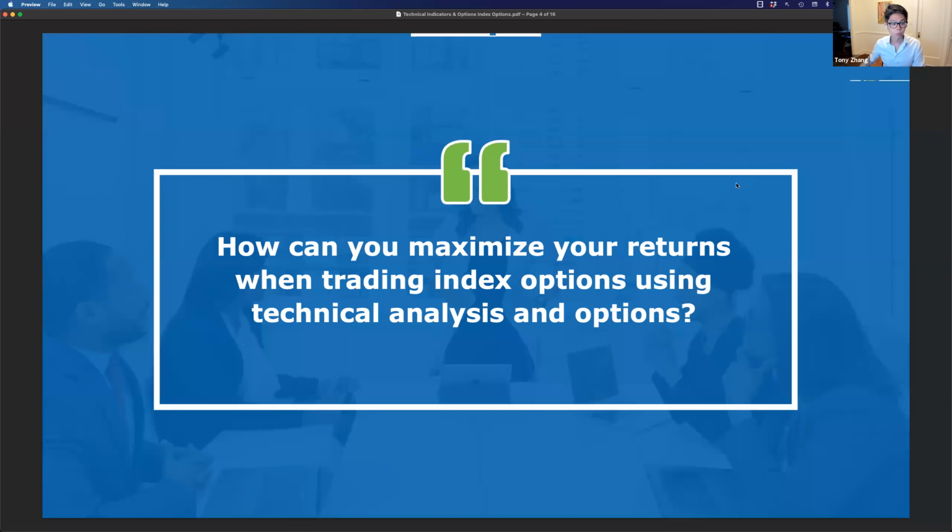But the primary thing that I want to help investors walk away from today's session is an understanding as to how you can maximize your returns when you're trading these index options using technical analysis and option strategies.